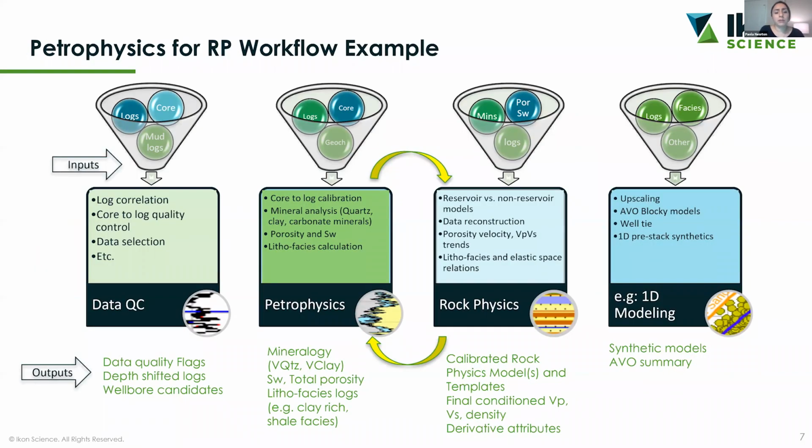So before I start, I like to always put things into phases. I'm very process oriented. So I broke it down, as an example of petrophysics for rock physics, into 4 phases. You'll have on the top a funnel with inputs, and at the bottom, we'll have some examples of data outputs. So the first, as I mentioned before, is the data QC.